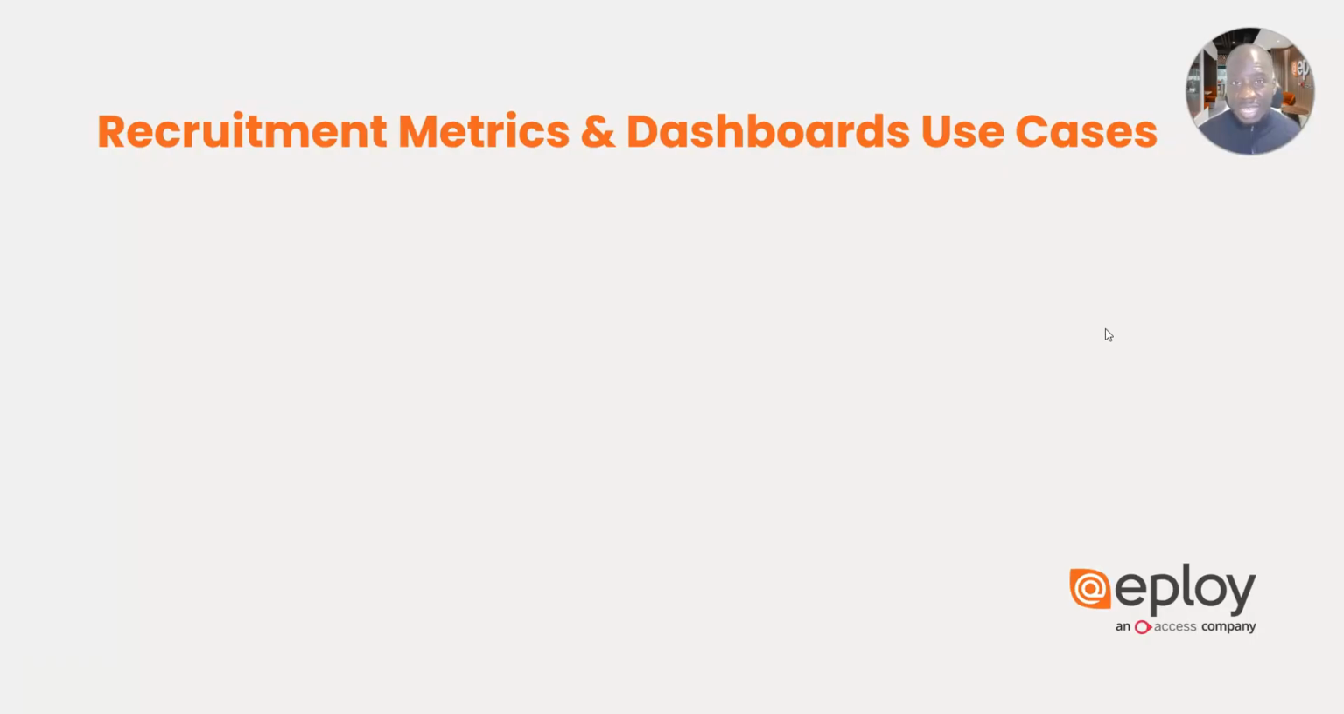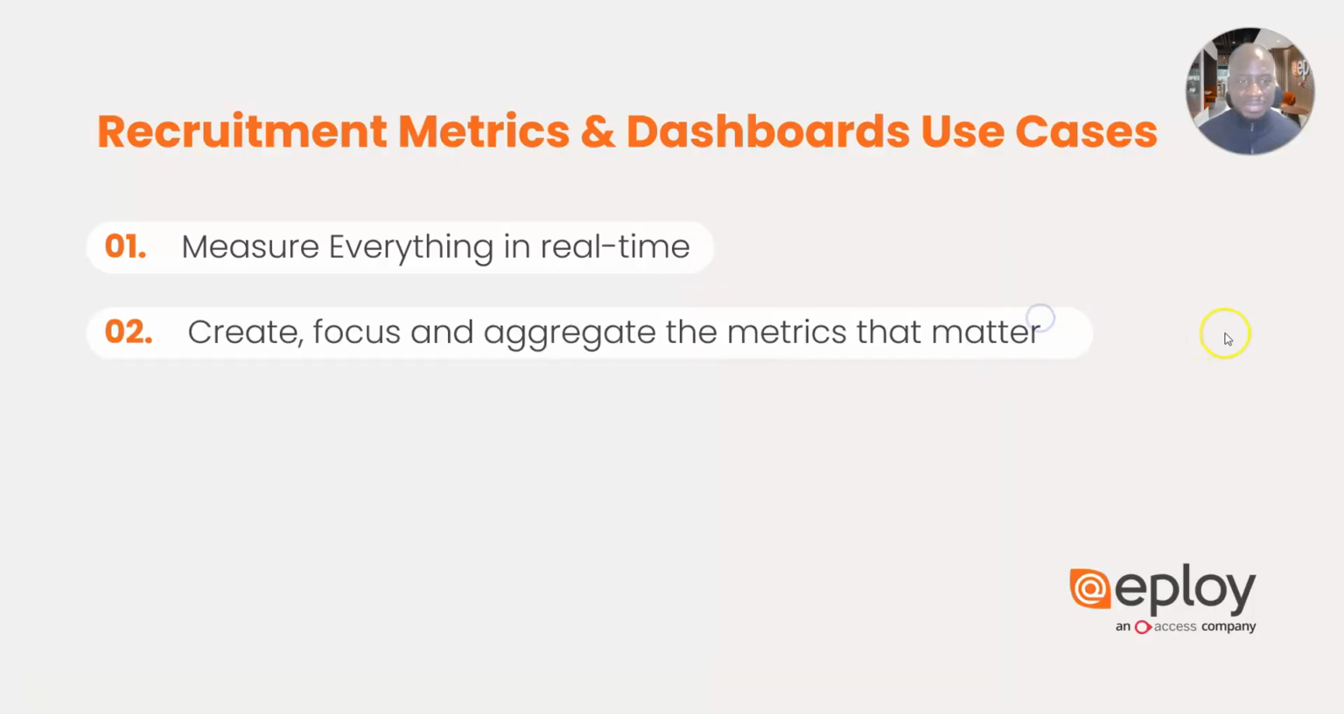So a couple of use cases for the recruitment metrics and dashboards is you can measure everything in real time. Eploy's analytics allow you to track and measure what's important to you in real time with no delays. It just means that you can action things when they need to be actioned. You can create, focus and aggregate the metrics that matter. So you have control over how you collate that information and then how you go and visualize it.